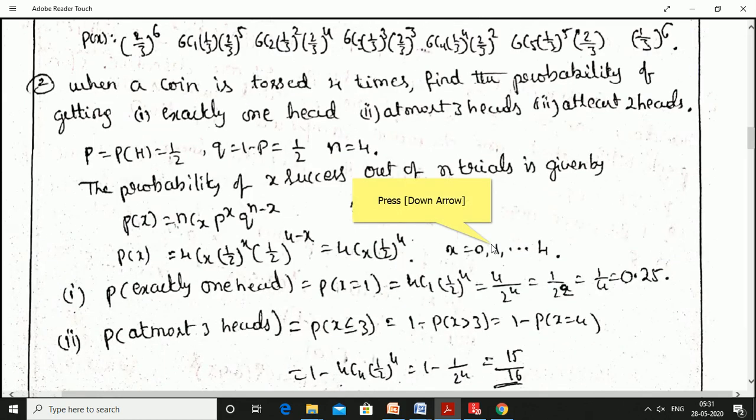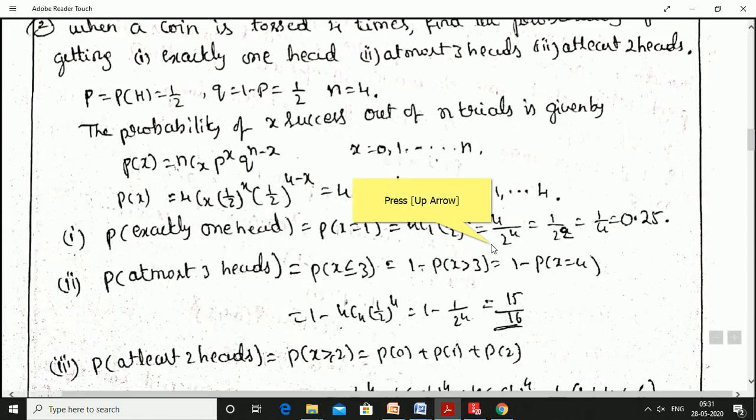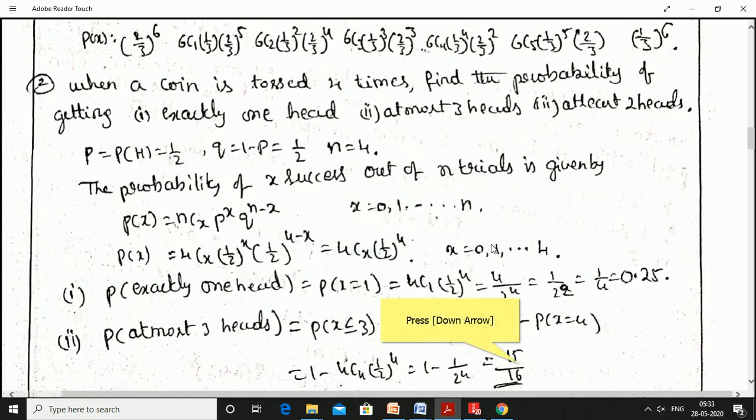When a coin is tossed 4 times, find the probability of getting exactly one head, at most 3 heads, at least 2 heads. Okay. When a coin is tossed 4 times, n value is equal to 4. Find the probability of getting exactly one head. In tossing a coin, total number of outcomes is 2. Either we may get head or tail. Probability of getting head means only one favorable outcome, that is head. So probability of getting head in tossing a coin is 1 by 2.